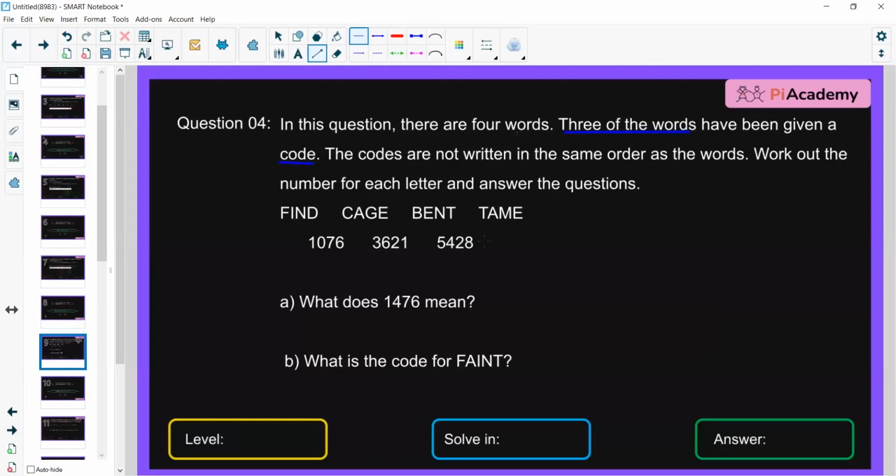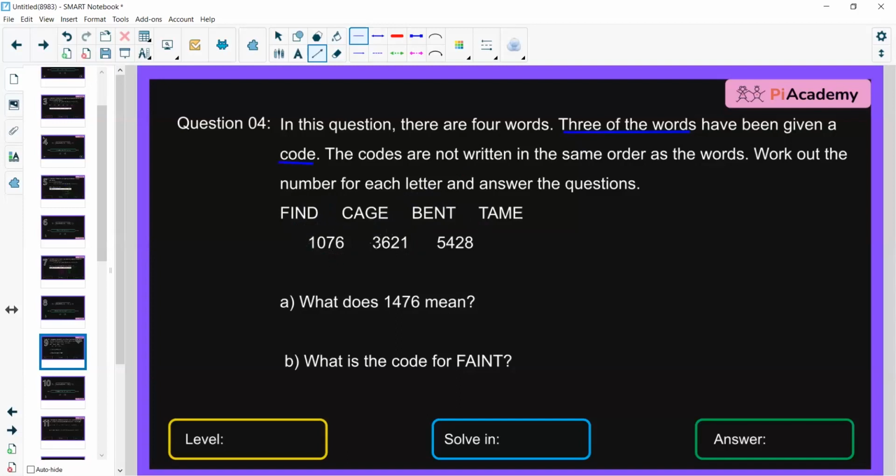So what this means is, here you got 4 words and 3 numbers. What are these 4 words? Find, cage, bend, and tail. And now each word denotes a number. But here you got 4 words and you can see there are only 3 numbers.